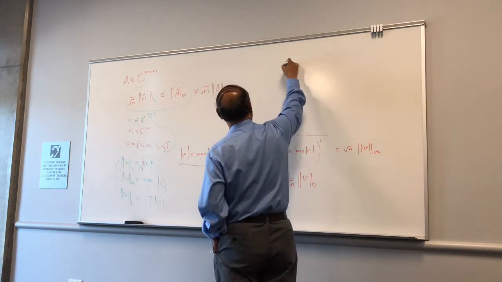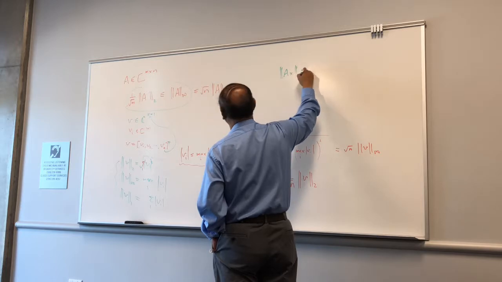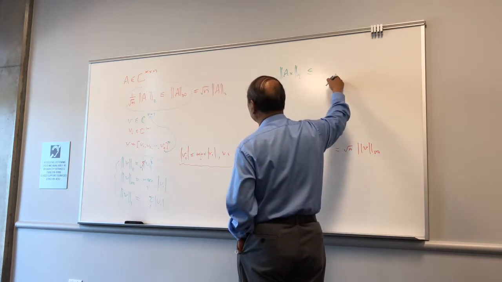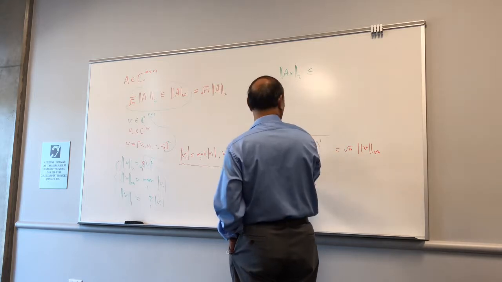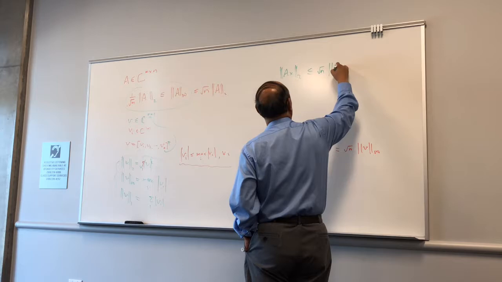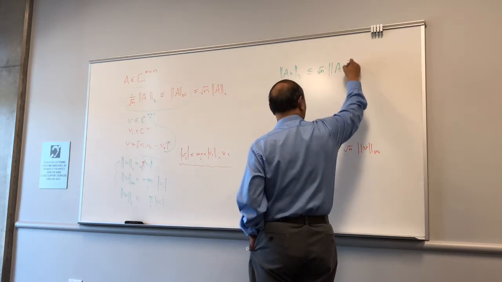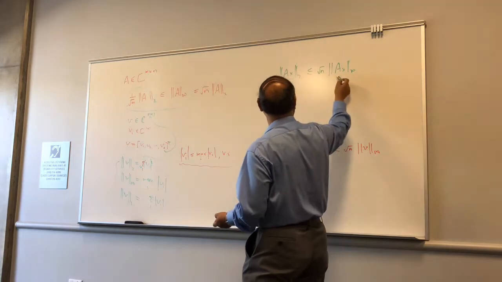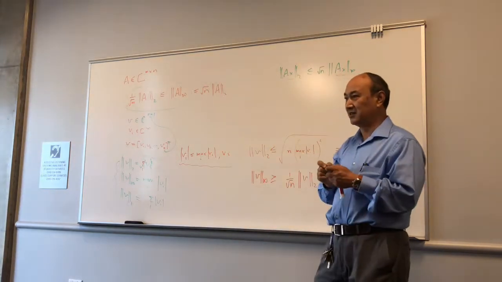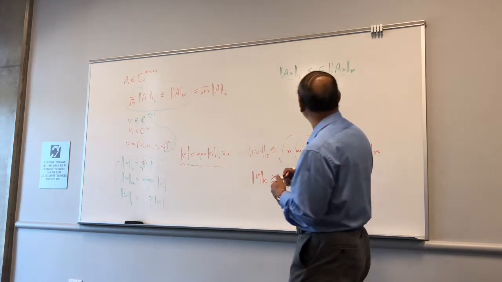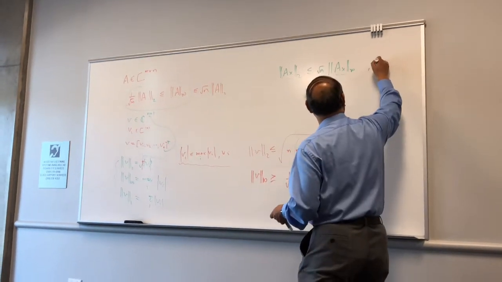So let's talk about Ax. We know that the Ax 2 norm is less than or equal to what? The square root of n times the Ax infinity norm. Because this is a vector. This is also a vector. This is also a vector. So this, of course, is for all x, right?